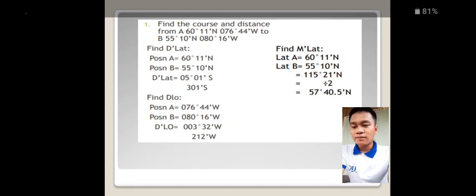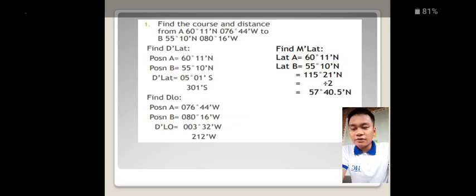So let's move on to plain sailing calculations. Our initial position and final position are already given, and we must find the course and distance. First, we are going to find the d lat. Lat 1 is 60 degrees 11 minutes north. We subtract lat 2, which is 55 degrees 10 minutes north. So our d lat is 5 degrees 1 minute, or 301 minutes south.